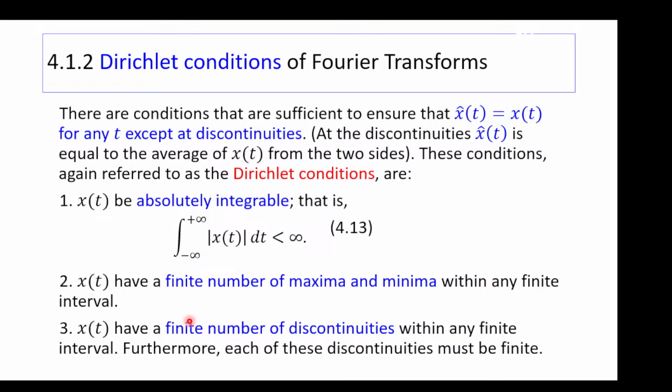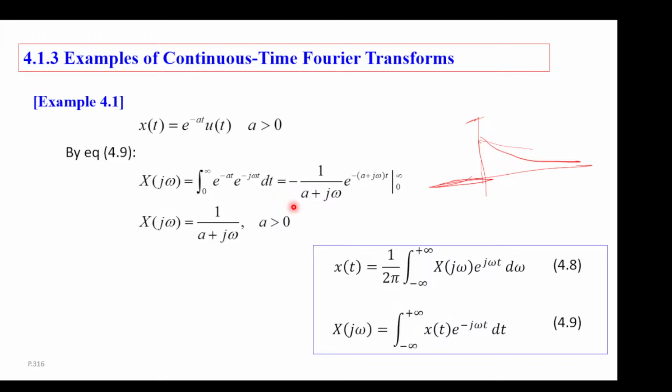And those are within any finite interval. Okay. And so we just state this without proof. You can check the functions we have, and they all behave pretty nicely with respect to this. So basically everything we do in the class will be convergent. Okay. So let's go to the more interesting part, where we actually see some examples of the Fourier transform.